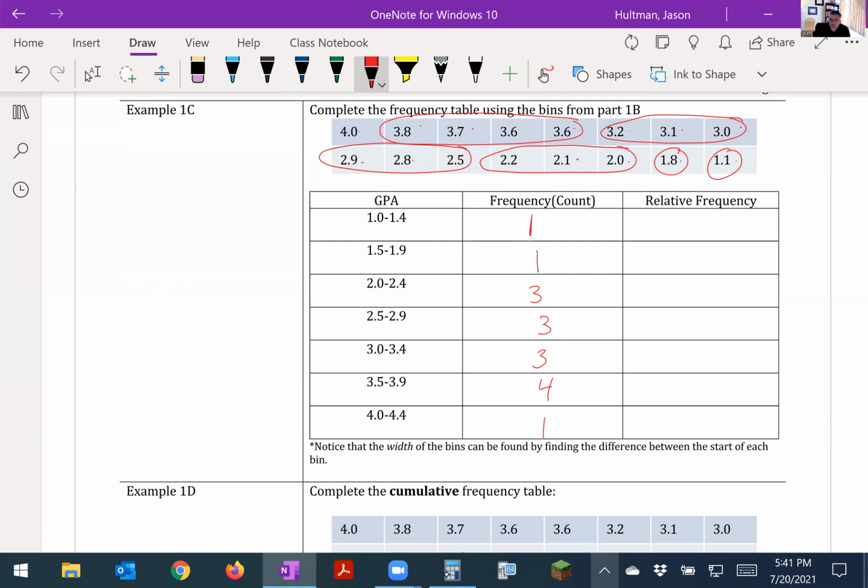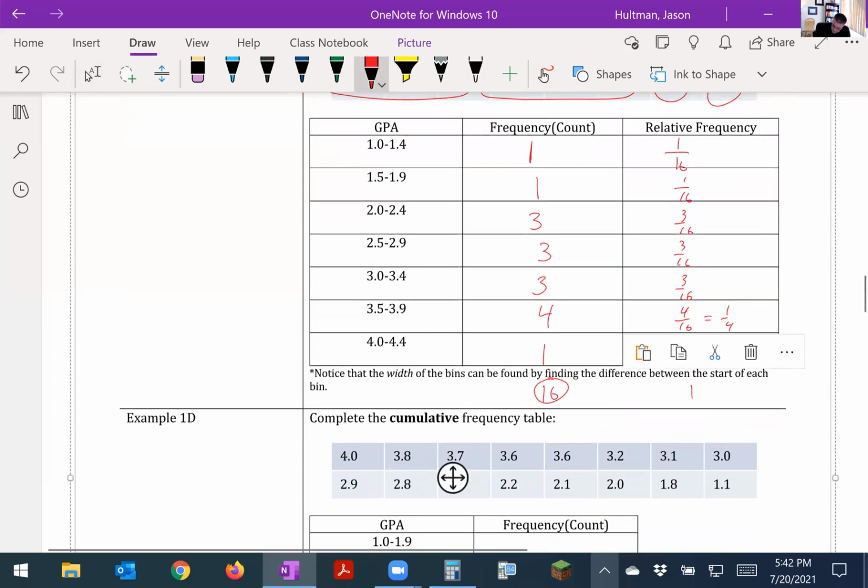So how do I get the relative frequency? I divide by 16. I take the count and I divide by the total. If I were to add this up, the total would be 16. So the relative frequency here is going to be 1/16. We could change that to a decimal if we wanted to, but I'm just going to leave it as a fraction. So 1/16, this is 3/16, 3/16, 3/16, 4/16, that actually reduces. We can leave it as 4/16 if we want, but that will reduce to 1/4. And then 1/16 as well. If you were to add up all of those 16ths, you would get 16 out of 16, which is 1.